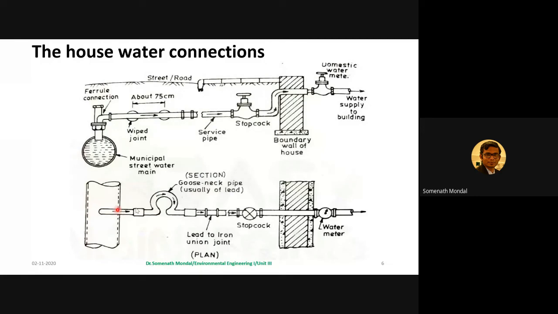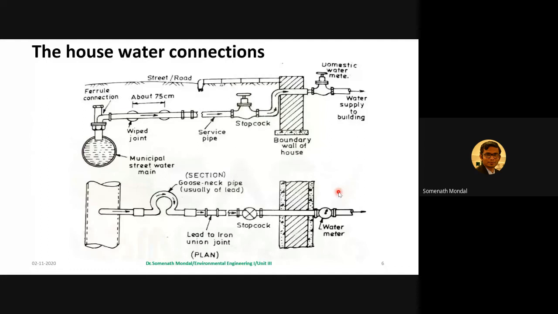In the case where a gooseneck is required, sometimes in the water main, here we are seeing the cross section, and here we are seeing the plan. In the plan view, this is the main line through which water is coming, then we have a gooseneck pipe, and it goes to the stopcock, and from the stopcock to the water meter, and then to the residential area. The components mentioned here I have described and explained before, so that it will be good for you to understand better. Fine.